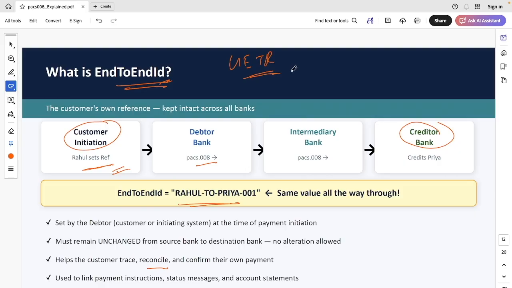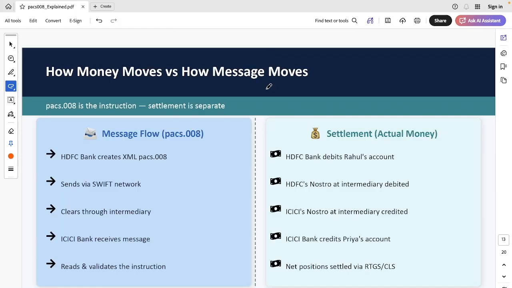UETR is a global tracking reference, and EndToEndId is the end-to-end business payment reference. Okay. Now let's clear one of the biggest confusions that mostly beginners encounter. There is a message movement and the money movement. Now pacs.008 is the instruction, and settlement is the actual financial movement or accounting adjustment.